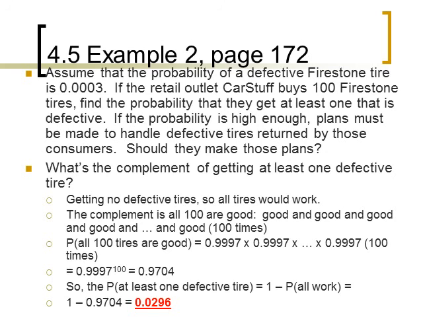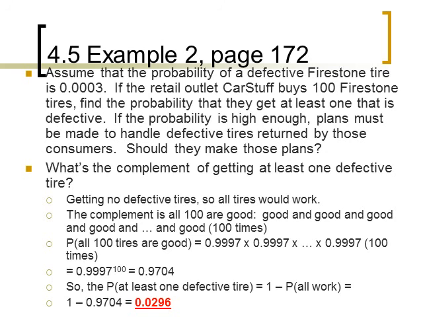So the easiest way to work this out in your calculator is to use your exponent key. So type 0.9997 to the 100th power equals, and you'll get 0.9704. So the probability then of getting at least one defective tire would be 1 minus the probability of all of them working. And we just found the probability that all of them work is 0.9704.